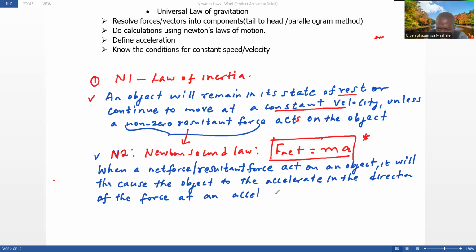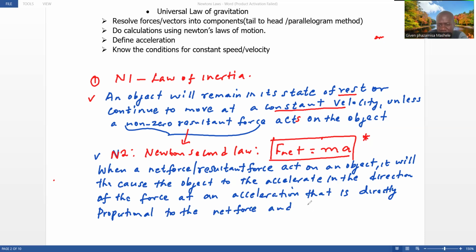that is directly proportional to the net force, and inversely proportional to the mass of an object.